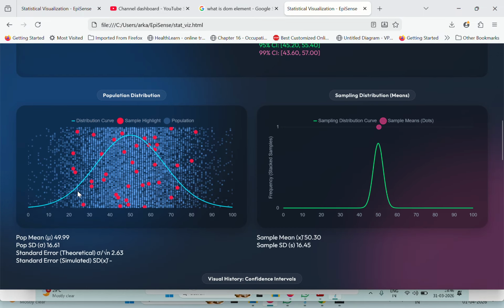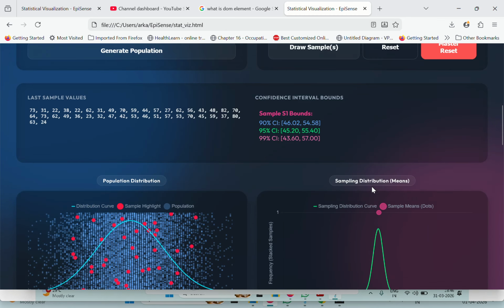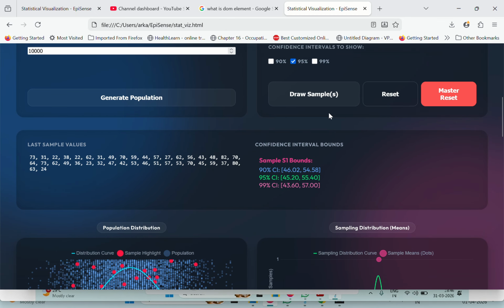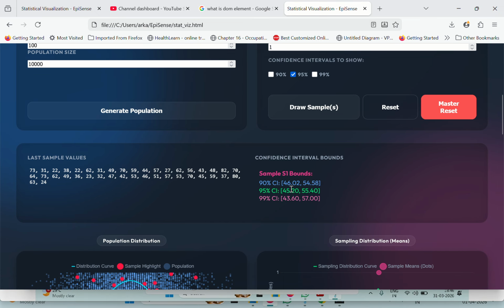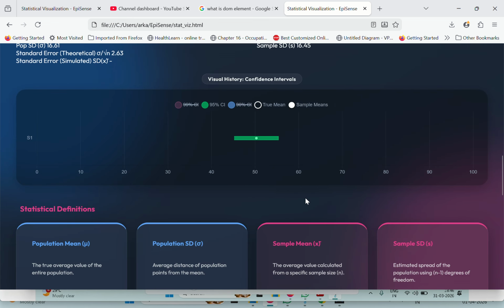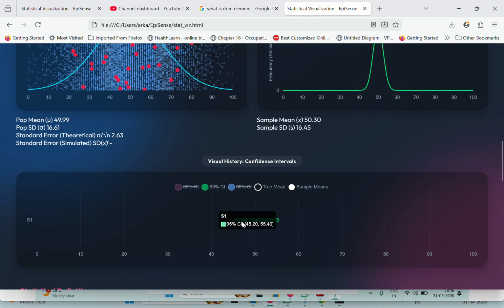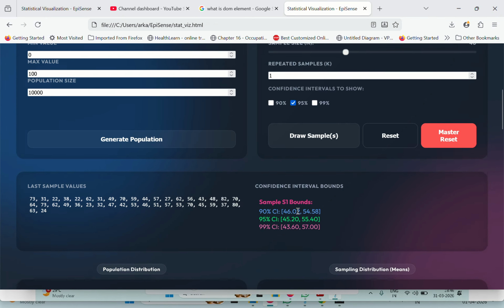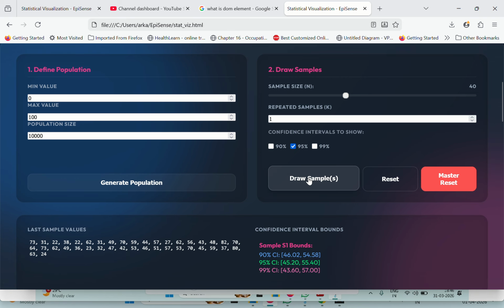Whenever I click, these are randomly selected samples from the population, and this is the sample distribution of the first one. So from the first one, what we get is the population and that sample, and I can get the sample bound of 90% confidence interval, 95 and 99% also, and I can also get the sampling mean and its distribution for the first sample. Now let's try to understand. Then draw the second sample.